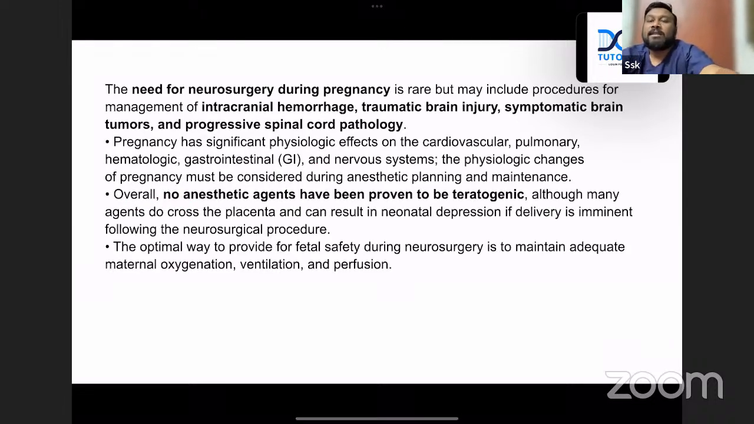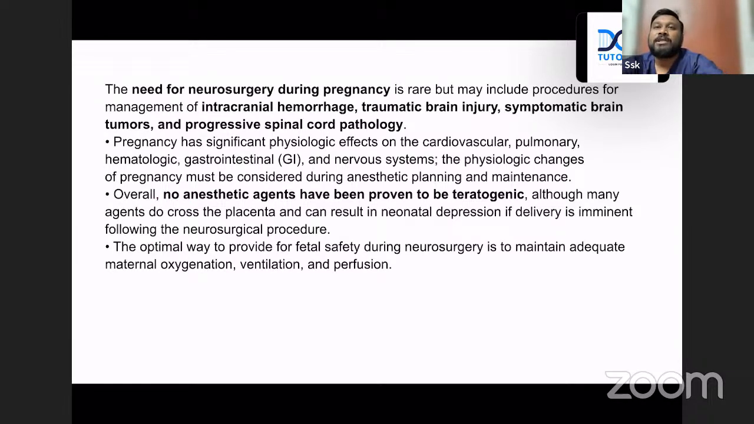So this scenario you can encounter. It is quite rare, the need for neurosurgery in pregnancy, but it can happen with intracranial hemorrhage, traumatic brain injury, symptomatic brain tumors, or with progressive spinal cord pathology. So if it's going to be some trivial lumbar canal stenosis, you can ignore it, but a very large tumor is going to have significant impacts on the mother's life. So you have to intervene in that scenario. And no anesthetic agents have been proved to be teratogenic. So you can deliver the baby even safely.